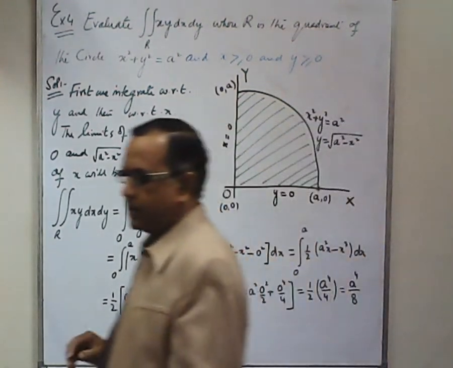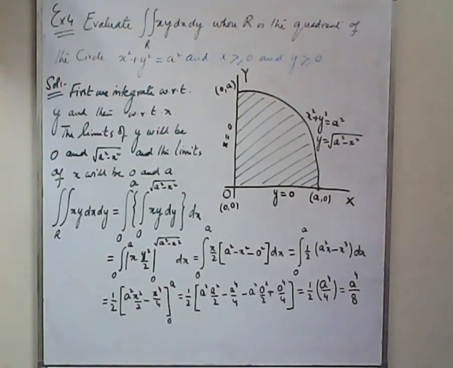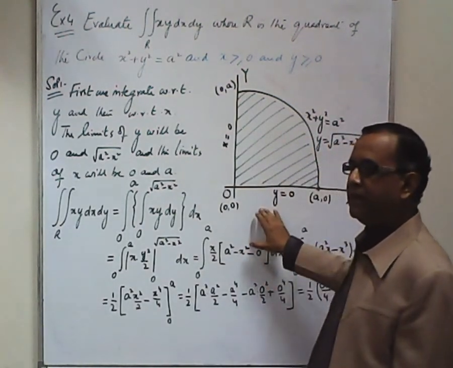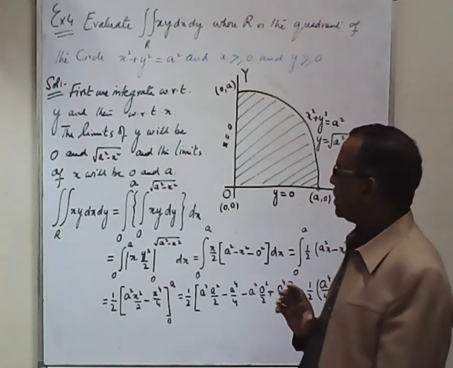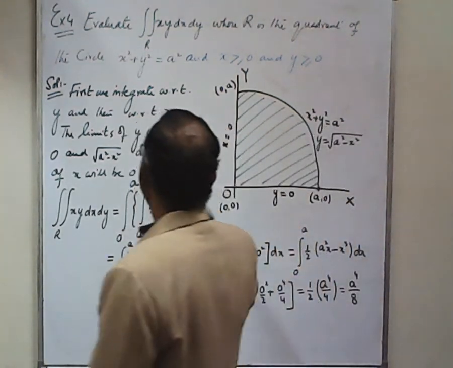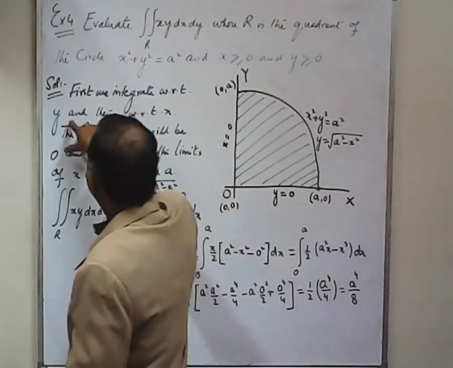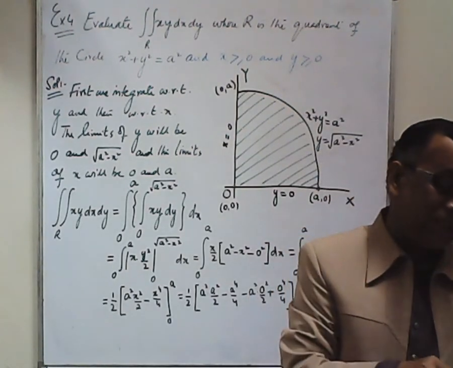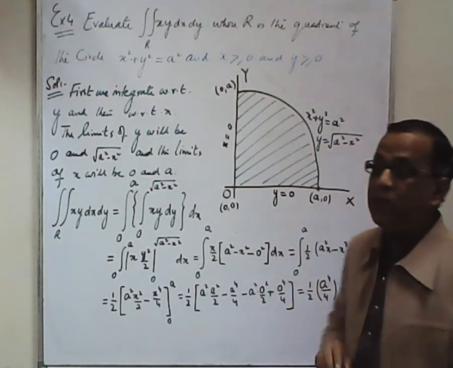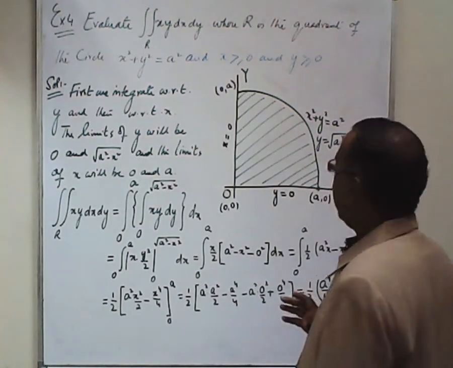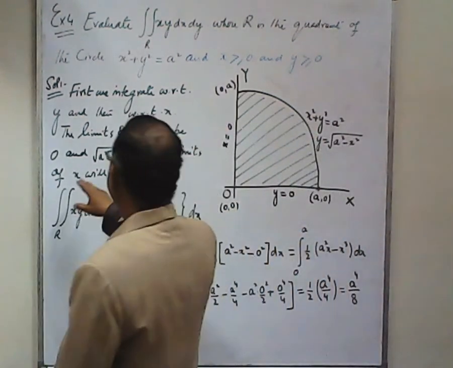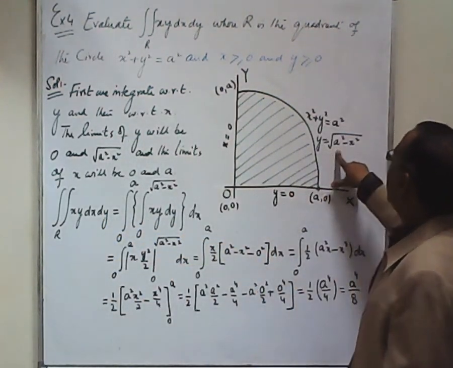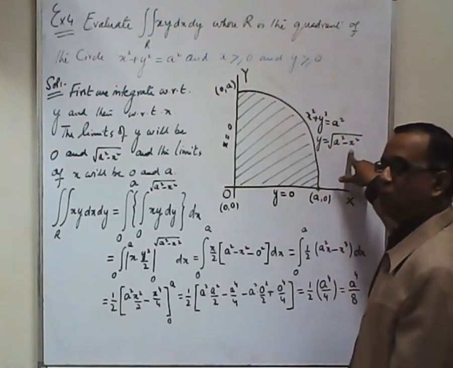So now my suggestion is to do the same question yourself, and what change you need to make is to integrate with respect to x first and then with respect to y. So what change will occur? Then you have the limits of x as 0 and a square minus y square.